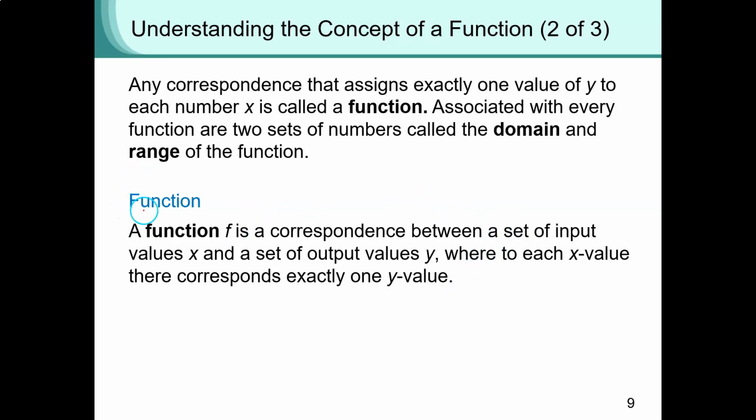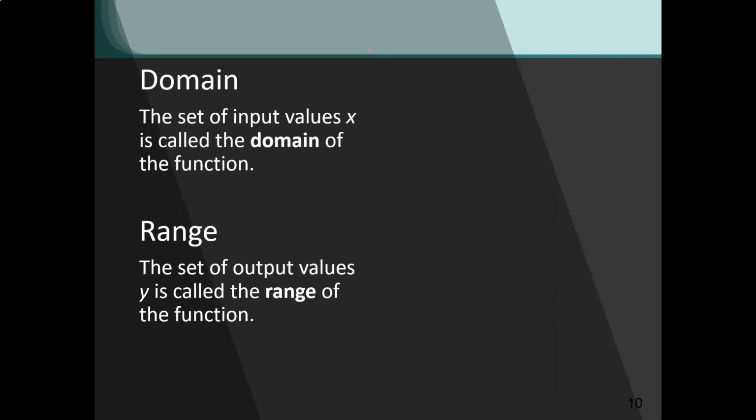Now we look at the function. A function f is a correspondence between a set of input values x and a set of output values y, where to each x value there corresponds exactly one y value. So this is the function. Domain is the set of input values of x. We call it the domain, which is your x-axis. Sorry, the range is the y-axis.